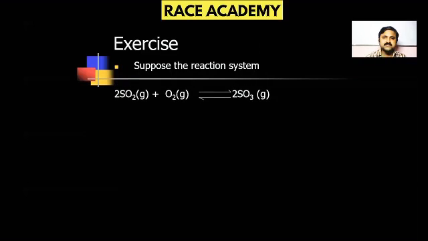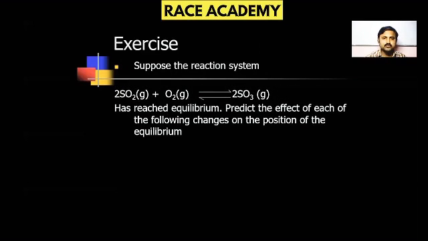We have an exercise. The equation is 2SO2 plus O2 gives 2SO3. Has reached the equilibrium, predict the effect of each of the following changes in the position of the equilibrium.